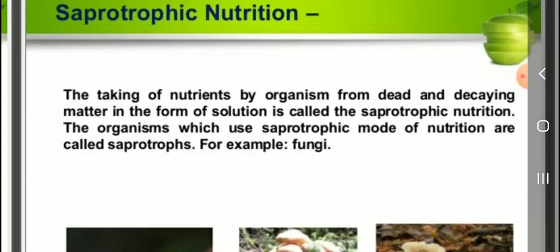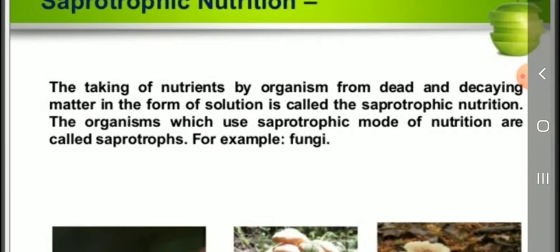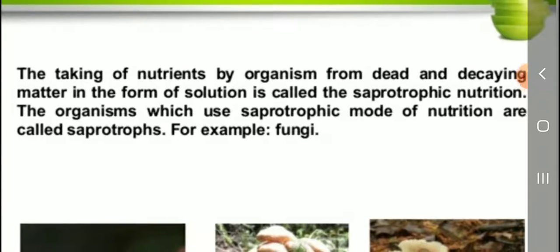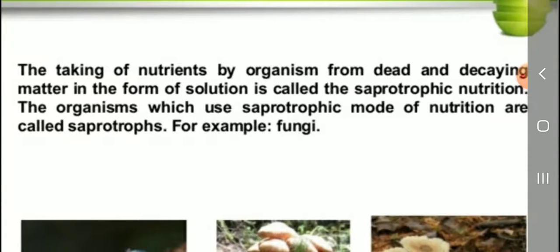Next, remember students: autotrophic nutrition, heterotrophic nutrition. First define nutrition. What are the components of nutrition? Then what is autotrophic and heterotrophic nutrition? Then the next one, saprotrophic nutrition. What is meant by saprotrophic nutrition? The taking of nutrients by an organism from dead and decaying matter in the form of solution is called saprotrophic nutrition. The organisms which use the saprotrophic mode of nutrition are called saprotrophs.